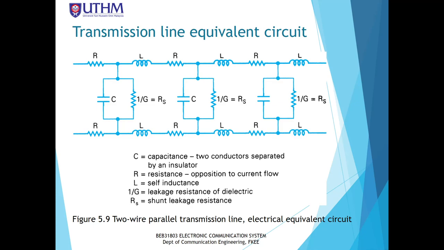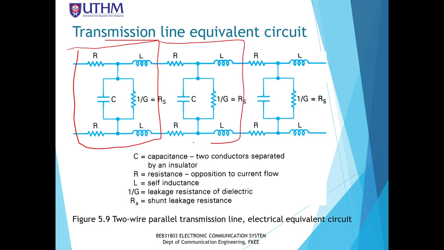So this is the transmission line equivalent circuit. You see the R, L, G, and C. In a long transmission line, you're going to see repeatable elements like this: R, L, G, and C. R and L are arranged in series and parallel connection like this. So you see that this is repeatable for the whole transmission line.